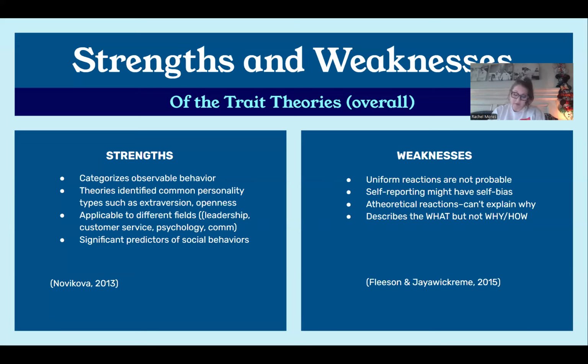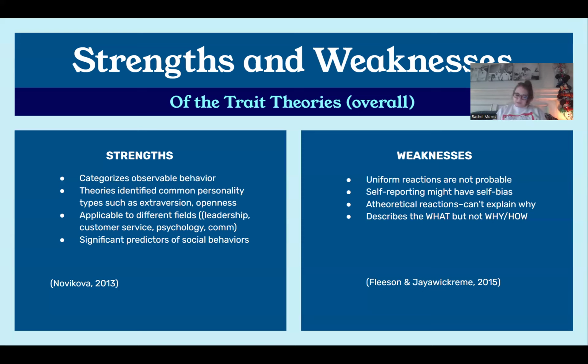Trait theorists also came to similar specific sets of traits that could be identified, such as Eysenck's extroversion and neuroticism, Cattell's extroversion, anxiety and openness, and Digman's extroversion and neuroticism. Trait theory can also be applied to different fields like psychology, leadership, customer service, and, of course, communication. And current research also indicates that personality traits are significant predictors of social behavior.